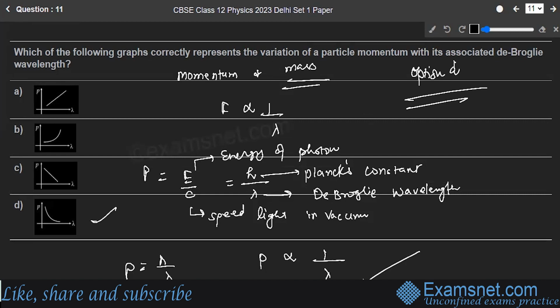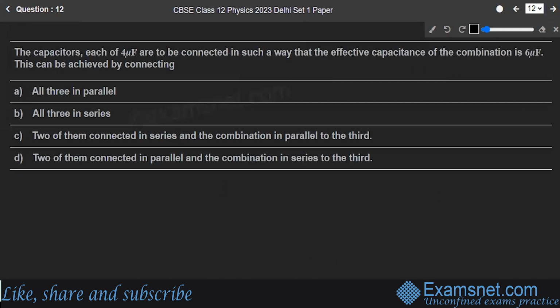Let's move to the next question, number 12. The capacitors, each of capacity 4 microfarad, are to be connected in such a way that the effective capacitance of the combination is 6 microfarad. This can be achieved by connecting which of the following?